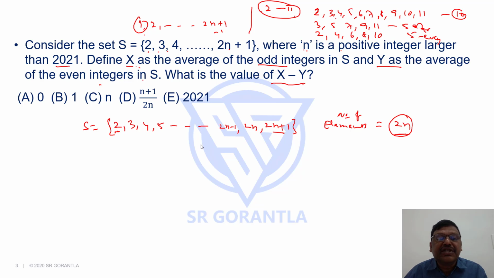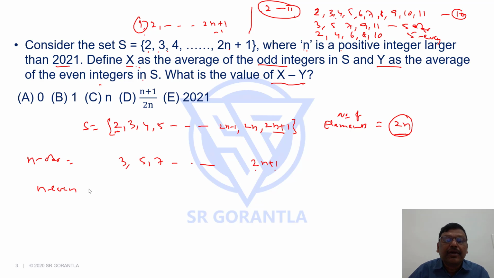How many will be even numbers? There will be n odd numbers. There will be n even numbers. What are those n odd numbers? 3, 5, 7 and so on till 2n plus 1. 2n plus 1 is a number. There will be n even numbers. What are they? 2, 4, 6 and so on up to 2n.